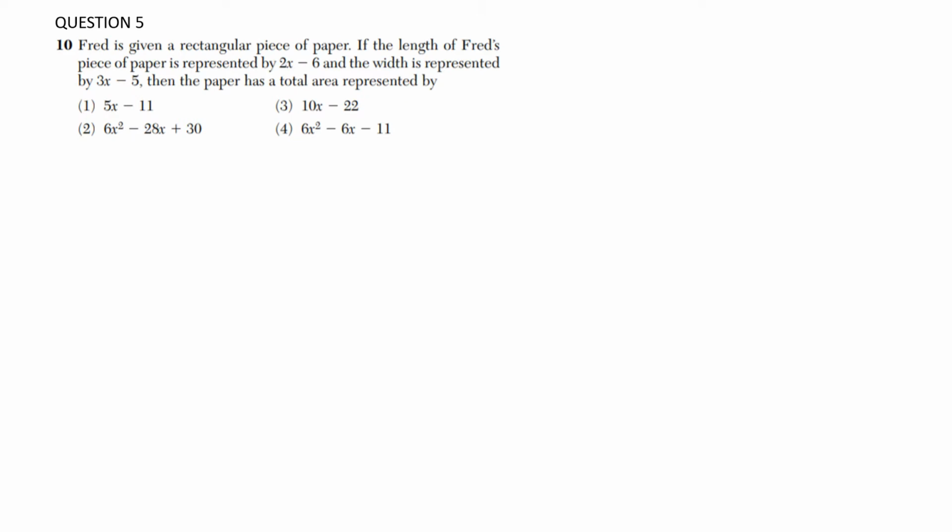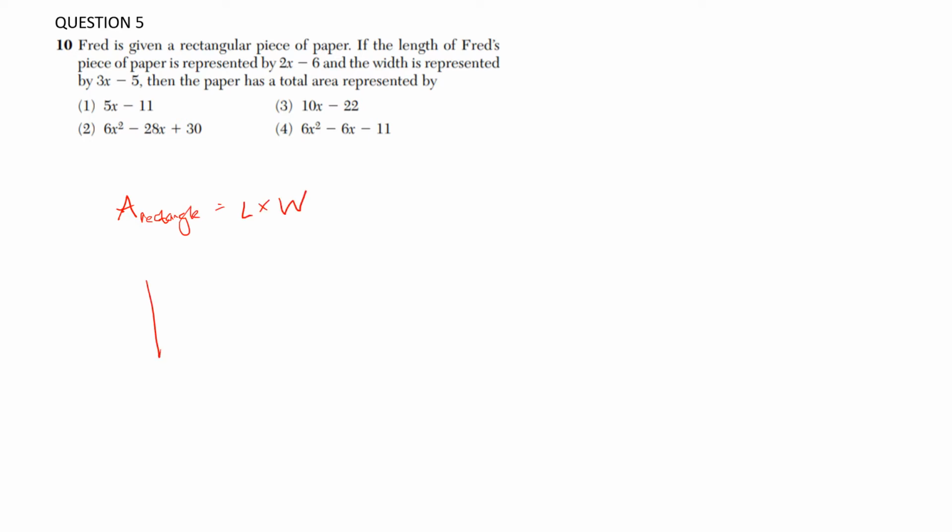Here's question 5. Fred is given a rectangular piece of paper. If the length of Fred's piece of paper is represented by 2x minus 6, and the width is represented by 3x minus 5, then the paper has a total area represented by. Well, we know that the area of a rectangle is equal to its length times its width, right?